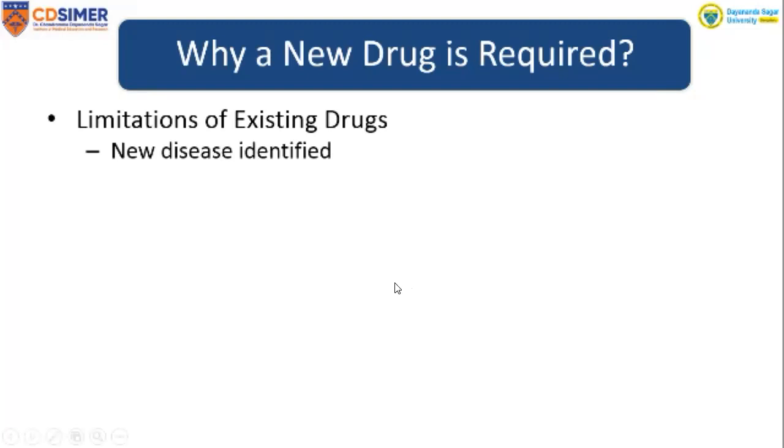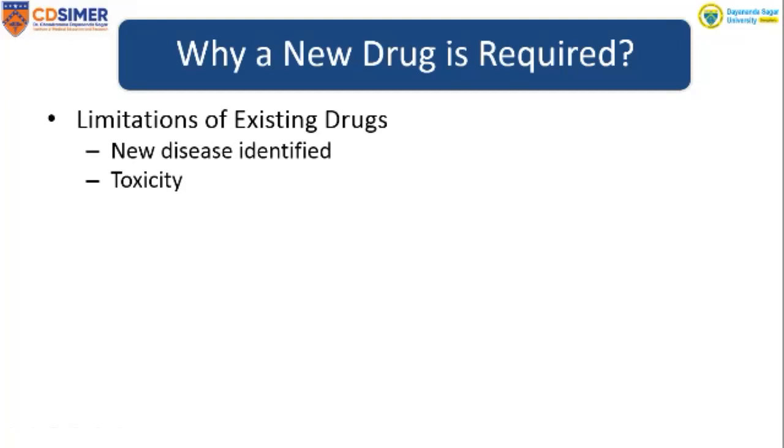Okay, and also there can be chances that COVID-19 type new diseases will arise. Okay, new diseases may come into the picture due to natural causes, or maybe due to human interventions, or maybe because of environmental changes. So like this, new diseases keep on emerging. So in that way, and also toxicity of the existing drugs.